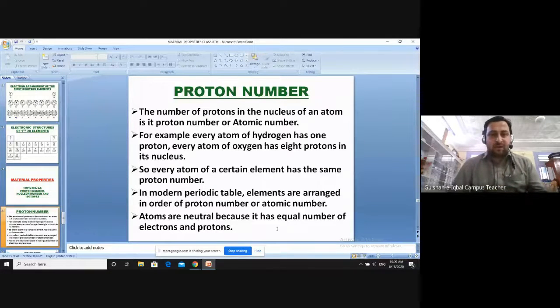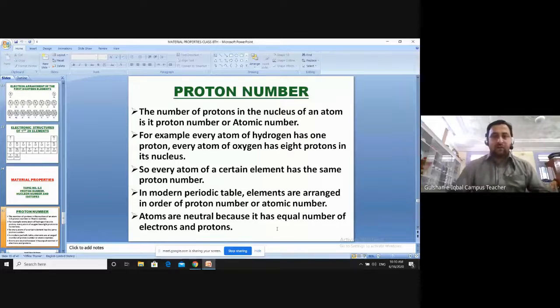In the periodic table, I'll show you the periodic table. In the periodic table, elements are arranged in order of atomic number, or in order of proton number. So if an atom has proton number 1, it is placed in the first place. If an atom has proton number 2, it is placed in the second place. If an atom has proton number 3, its position is the third. If an atom has proton number 4, its position is fourth, and so on. All the elements we have discovered have a particular proton number, and according to that proton number we place them in the periodic table.